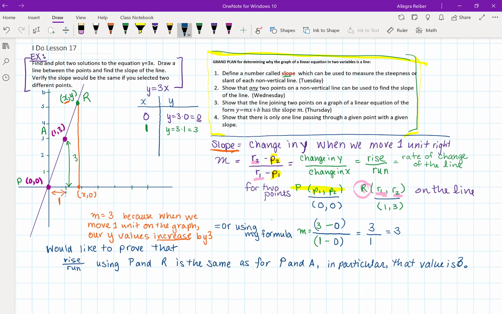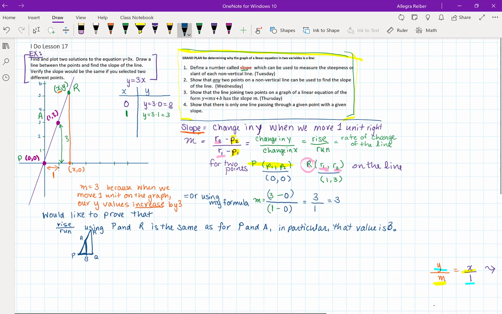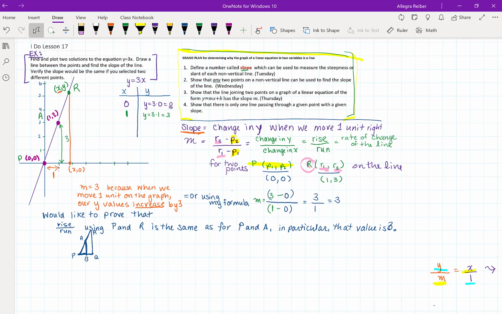To do that, I'm going to use some similar triangles. I have one small triangle and then I have a bigger triangle. And I have my points A, B, R, Q, and P. I claim these two triangles are similar by angle, angle. Tell me why. Give me an angle that is common to both triangles. Share it in the chat.